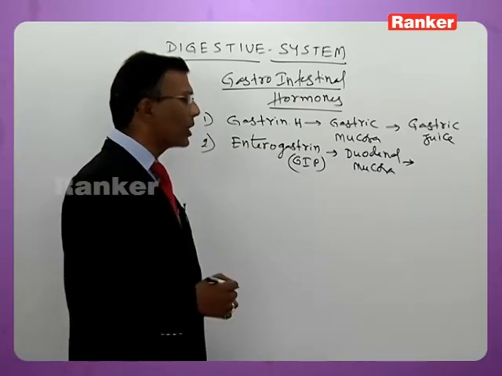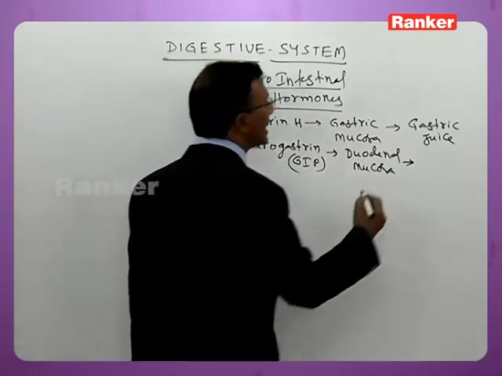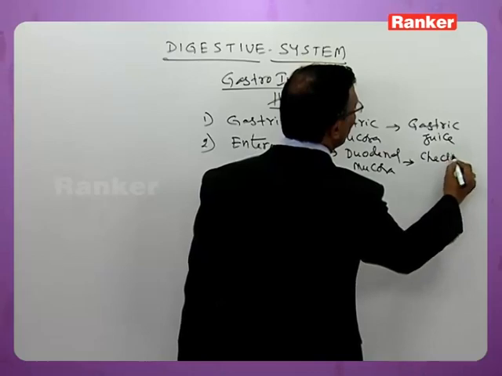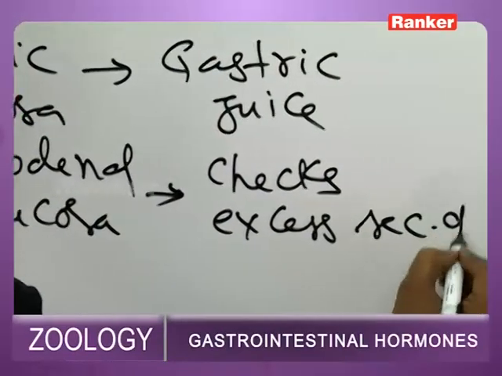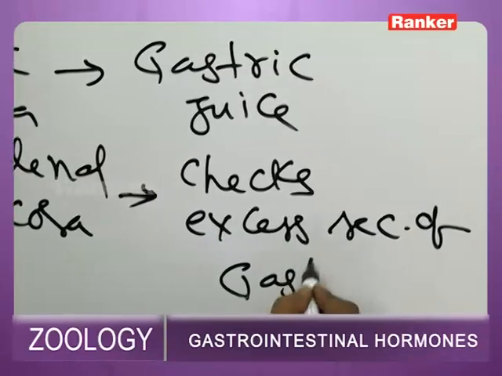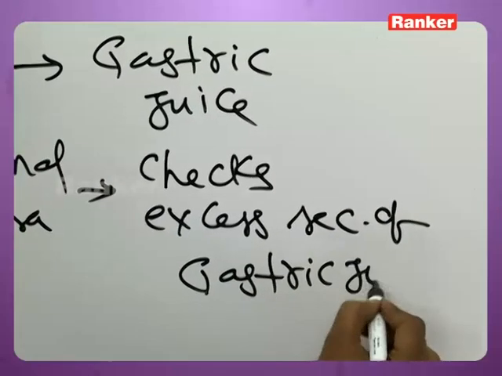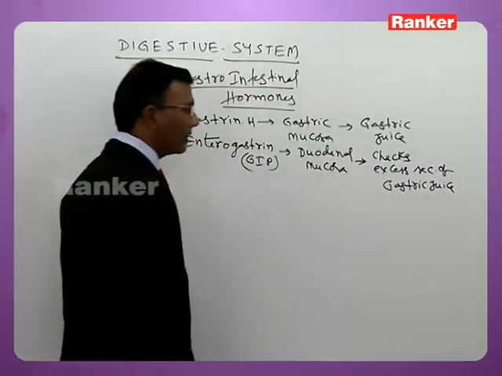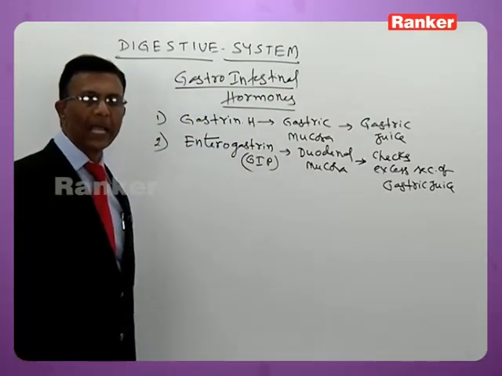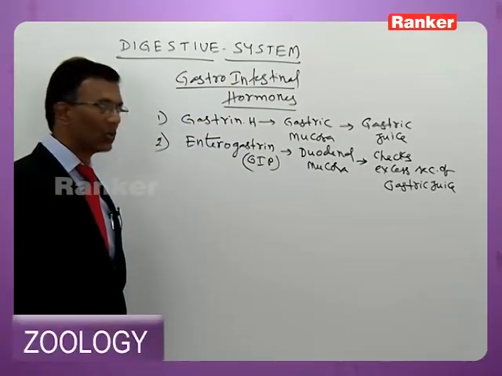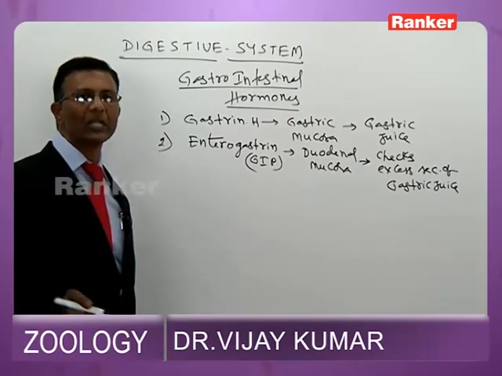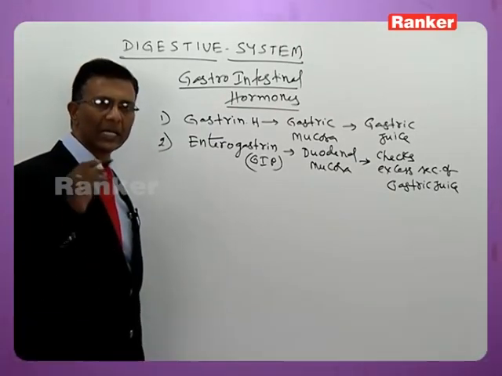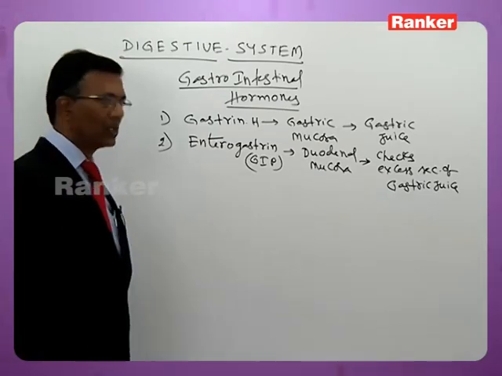What is the function of enterogastrin? Enterogastrin checks excess secretion of gastric juice. It prevents excess formation of gastric juice. Both of them are antagonistic to each other. Gastrin promotes secretion of gastric juice. Enterogastrin demotes secretion of gastric juice.